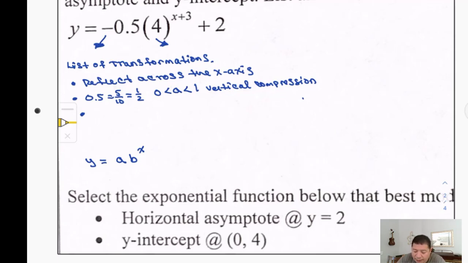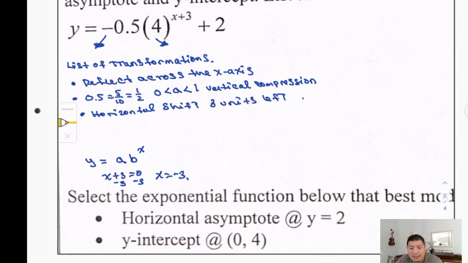X plus 3, if we were to solve for the value of x using the zero product property, let's do it down here. You guys understand that that would make x equal to -3. So what that's telling us is that we have a horizontal shift, and it's going to be 3 units to the left. So 3 units left, because it's negative, right?